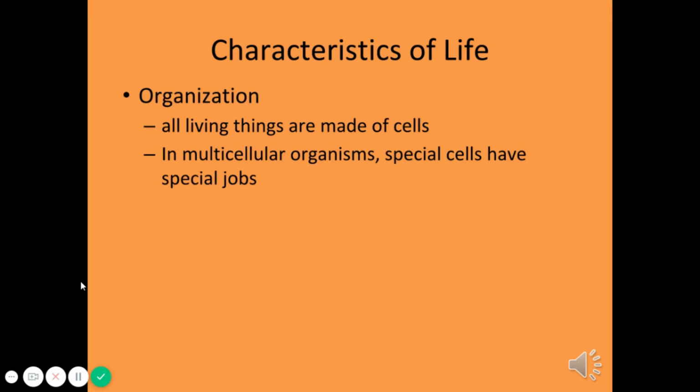One of the first characteristics of life we talked about was organization, and that said that all living things are made of cells. And in addition to that, in multicellular organisms, special cells have special jobs. One way you can remember what the organization characteristic of life is, well, you see the root word of organization is organ. And later on in the quarter we talked about cells, tissues, and organs. So that might kind of remind you of that.